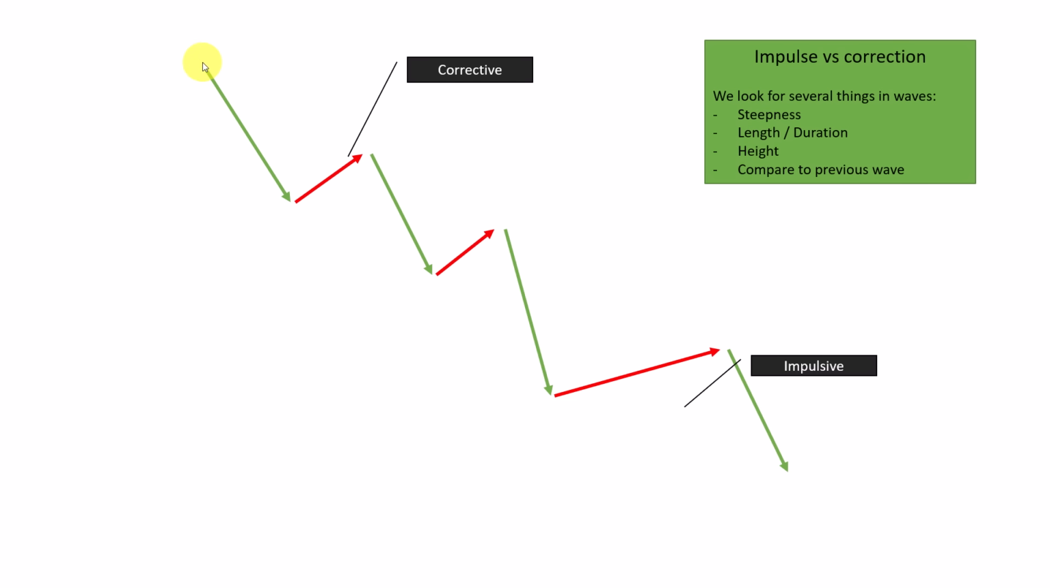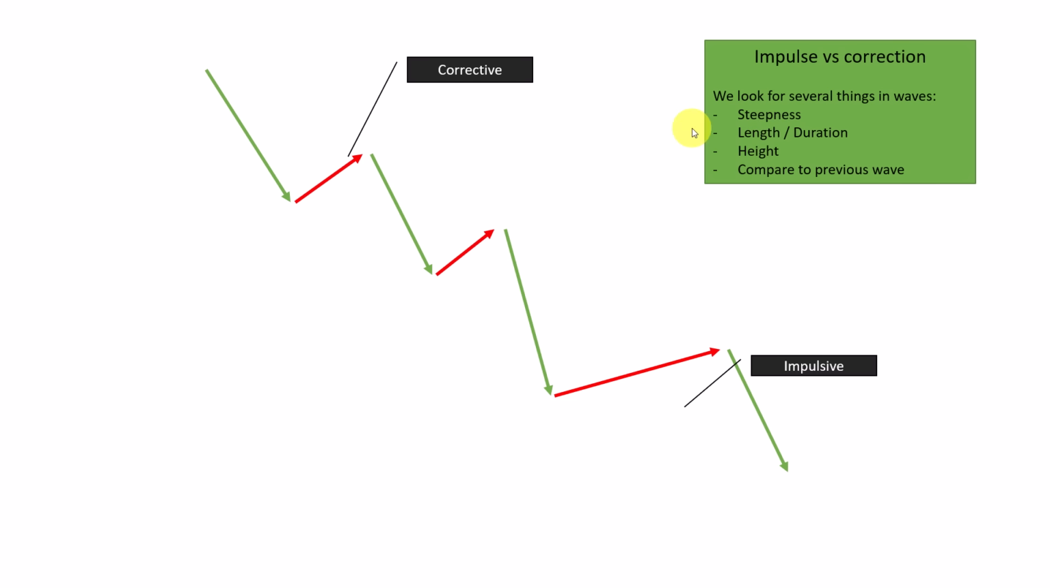In a downtrend, we call the waves that go into the trend direction impulsive waves, right? So the moves into the trend direction are called impulsive, and the moves that go against the trend direction are called corrective waves. And in a case of an uptrend, it's obviously reversed. When the market is moving higher, we call the moves to the upside impulsive and the moves against the trend corrective waves.